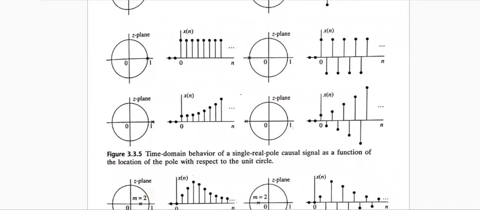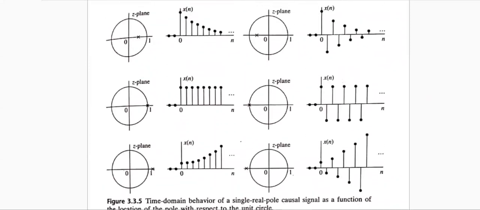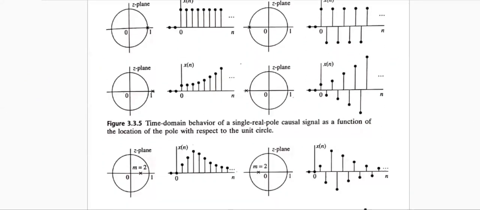Okay, so what we have learned here is that just by changing the value of alpha, you can control your system. If it is an unstable system, you can make it stable by changing the pole location, not by changing the zero location. So the stability of the system actually depends on the pole location, not on the zero location.